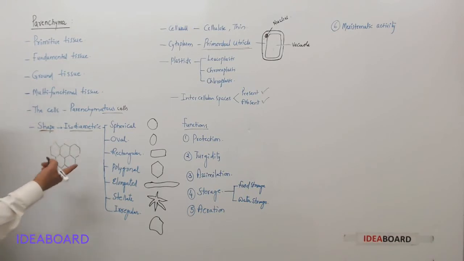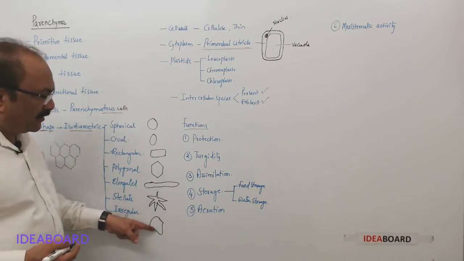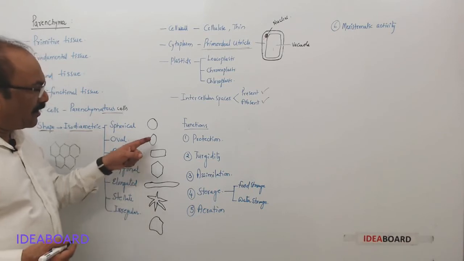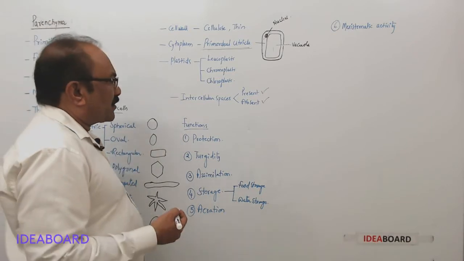When they are arranged like this, we can't expect intercellular spaces. Intercellular spaces are possible when the cells are irregular, or spherical, or oval. Okay, so that is what intercellular spaces are.